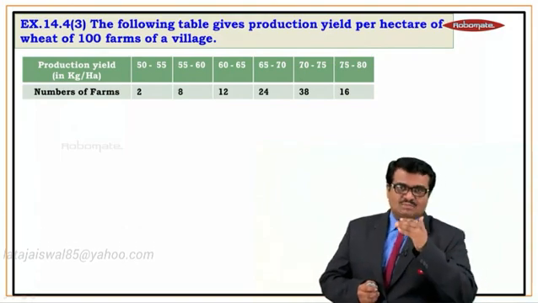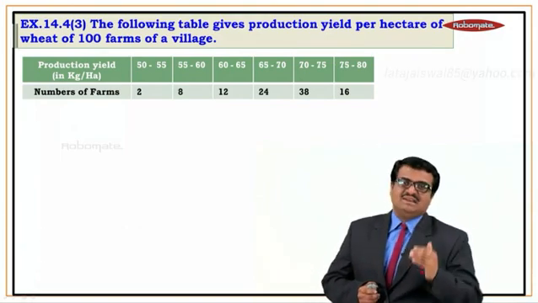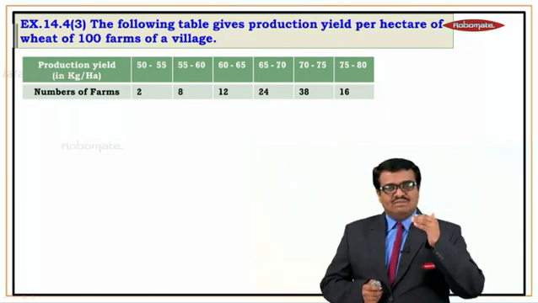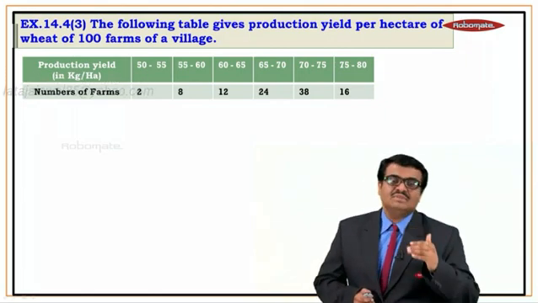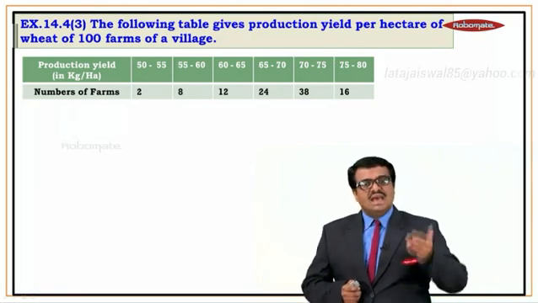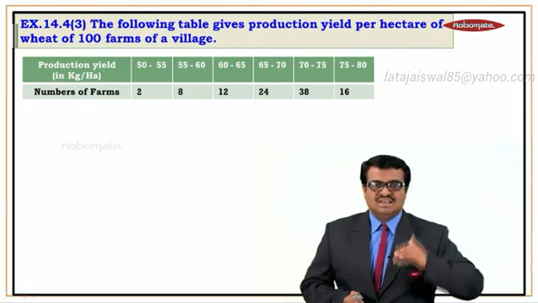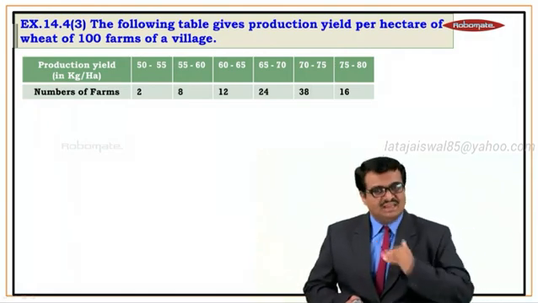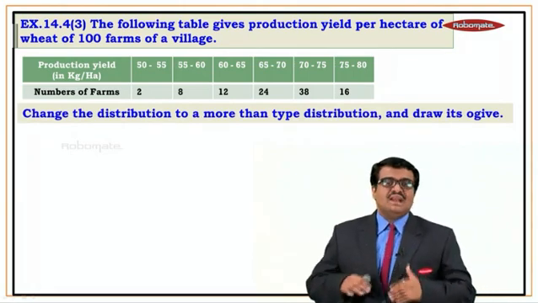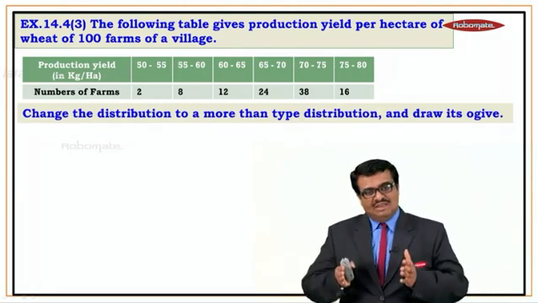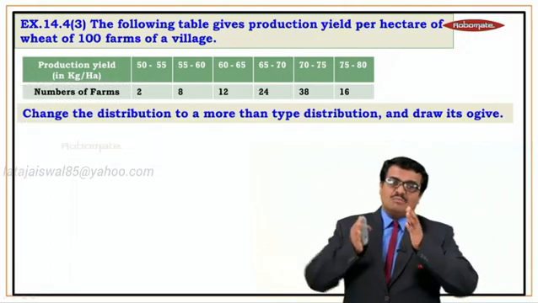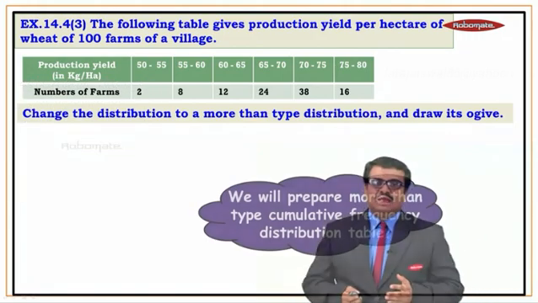The first row is production yield in kg per hectare, and the second row is number of farms. The production yield classes are 50 to 55, 55 to 60, 60 to 65, and so on, and the number of farms is 2, 8, 12, 24, 38, and so on. The question is, change the distribution to more than type distribution and draw its ogive. So we have to prepare a more than type cumulative frequency curve, or more than type ogive curve.